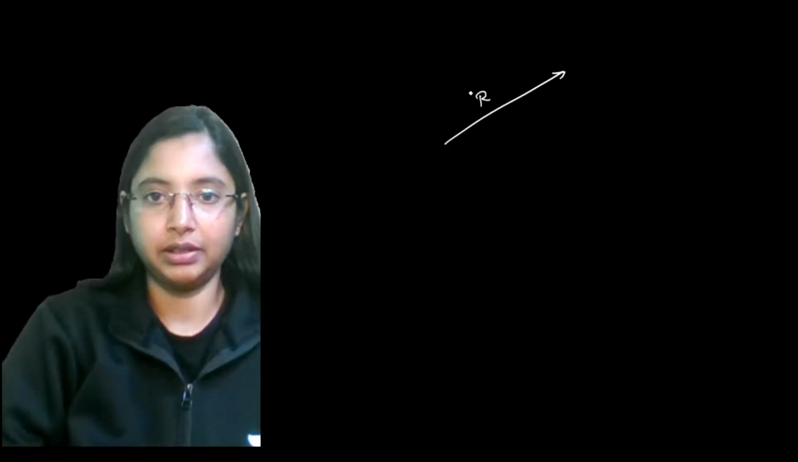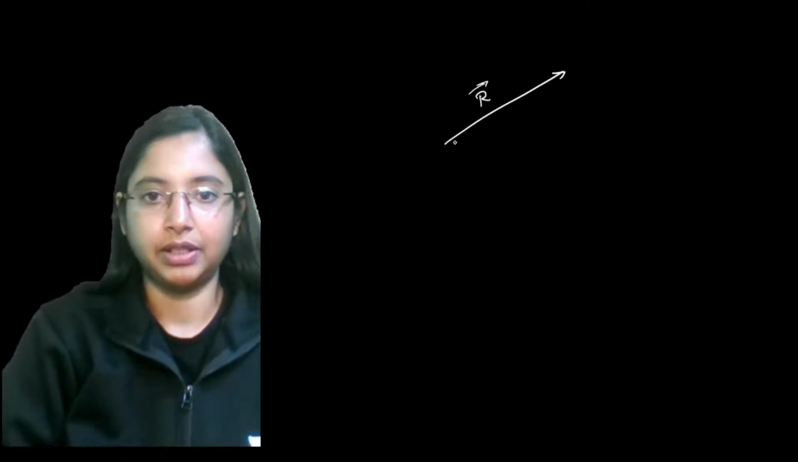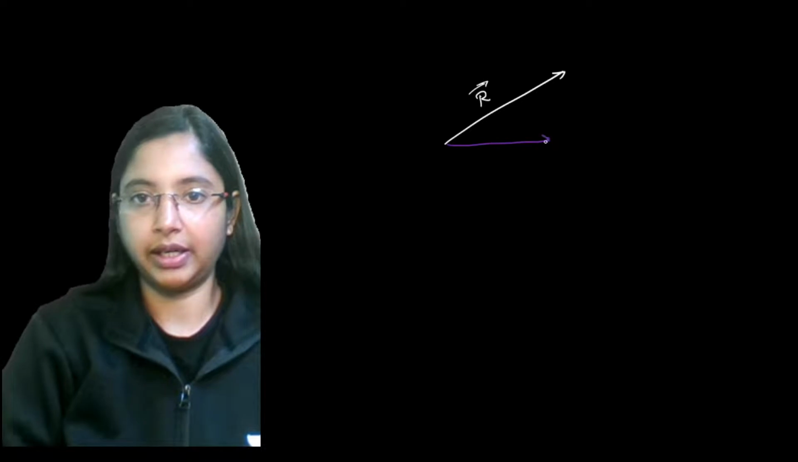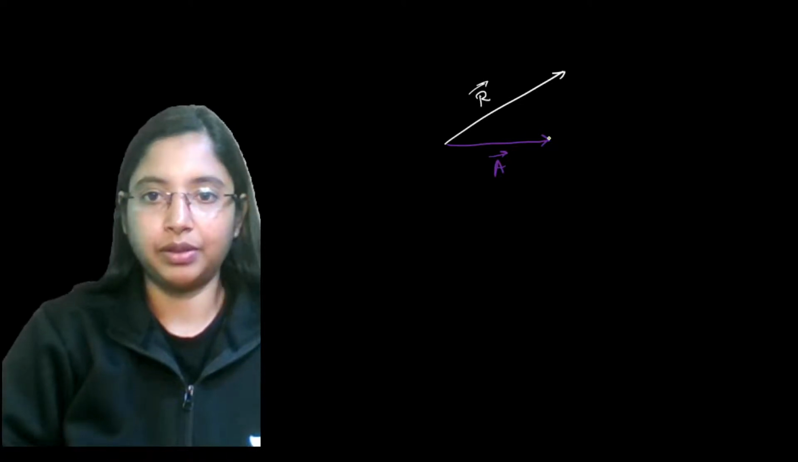Right, quickly we saw this was your r vector, right? And we wanted to find what was the magnitude of this r vector. And we know this was basically our a vector, right? And this vector was basically b vector.